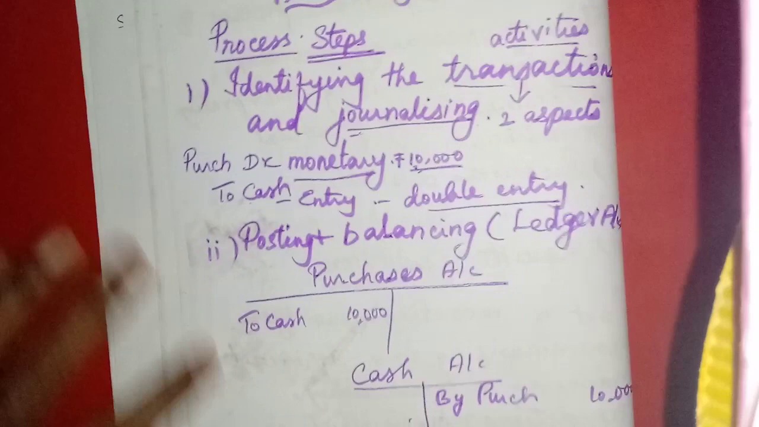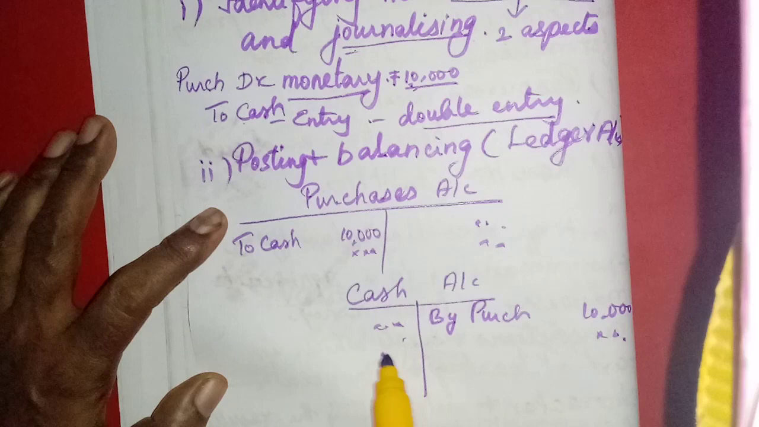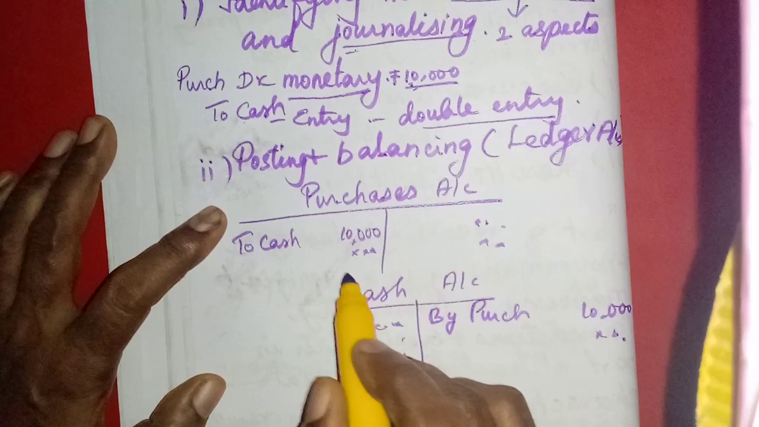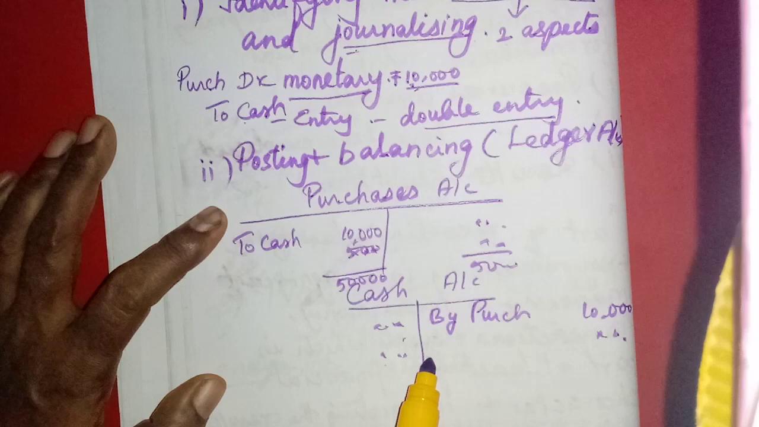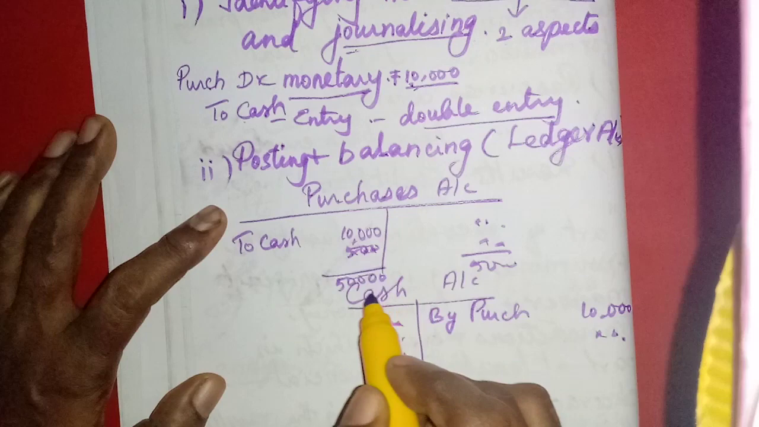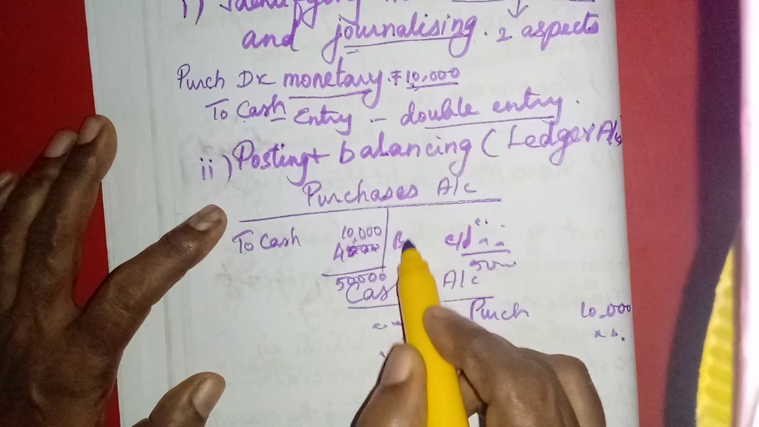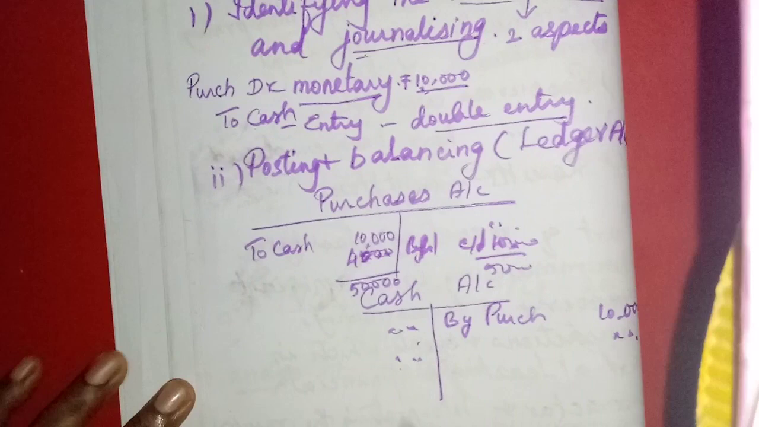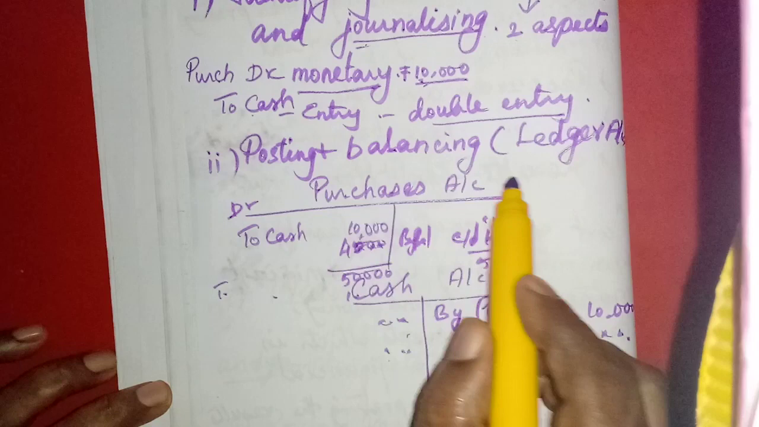Then we may write many items. Here one item, here two items, three items, and here many items will be there. Then we should add both sides, that is called balancing. Here 50,000, here 5,000, here 50,000. Here 5,000, here 40,000, 50,000. Here it will be the balance. By balance carried down, we will write 10,000. Then it will be written as balance brought down 10,000. So this will be the total. We will total both sides. This side is called debit, the other side is called credit. Credit side and debit side totals will be added and balanced.